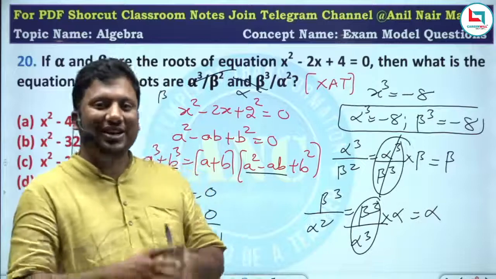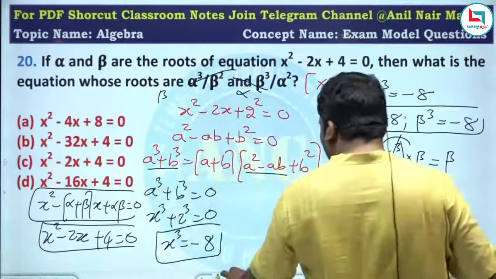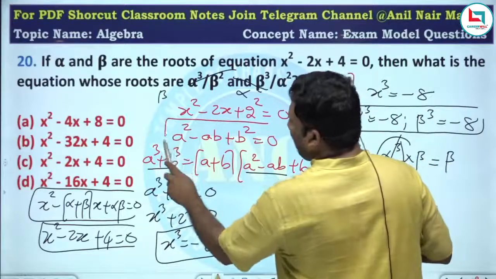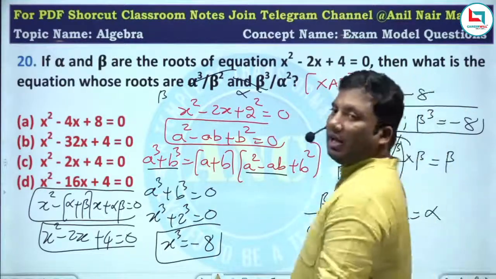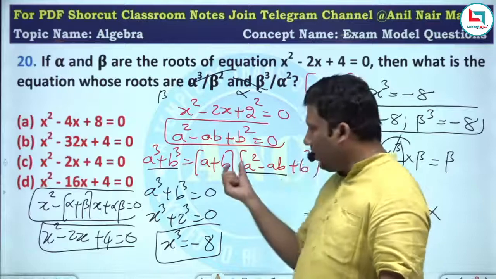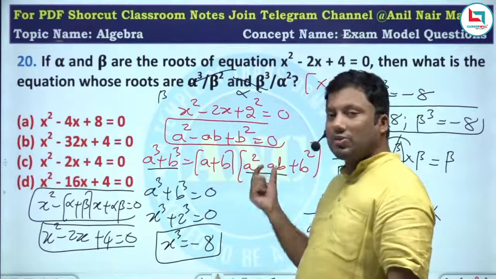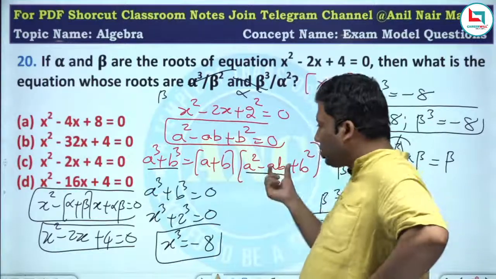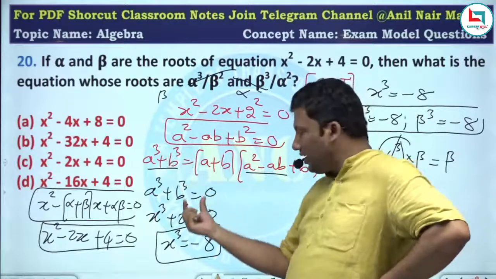Very, very good question. The only thing you should get an idea of is that this is of the form a square minus ab plus b square. A cube plus b cube is given by a plus b into a square minus ab plus b square. X square minus 2x plus 4 is 0, that means x cube plus 8 is 0.